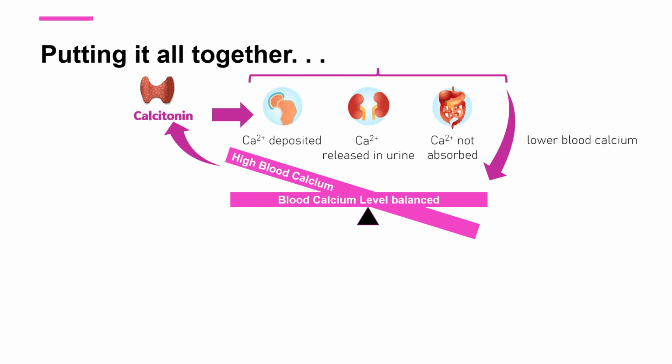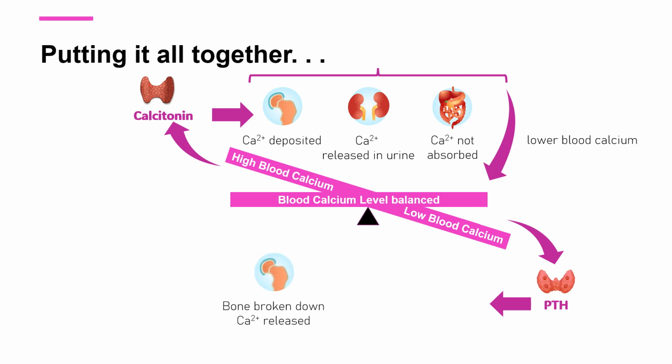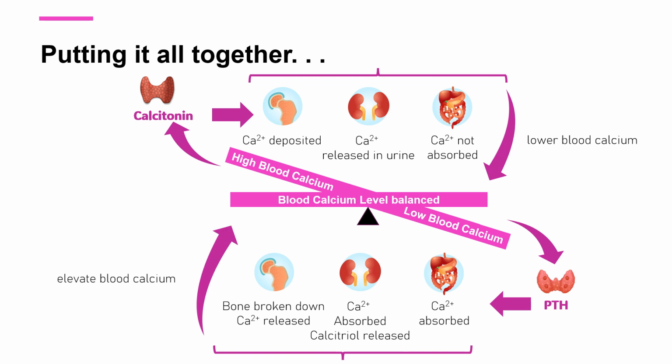But what happens if we have low blood calcium? Well, then that's going to stimulate the parathyroid hormone to be released from the parathyroid gland, and that's going to affect the bones by causing the bone to break down, and calcium gets dropped into the bloodstream. It'll trigger the calcium to be reabsorbed from the kidneys. It'll also trigger the release of calcitriol, which will go over to the small intestines and trigger the uptake of calcium from the intestines, dropping that into the bloodstream, and together all of these are going to have the effect of elevating blood calcium levels and restoring blood calcium levels back to normal.